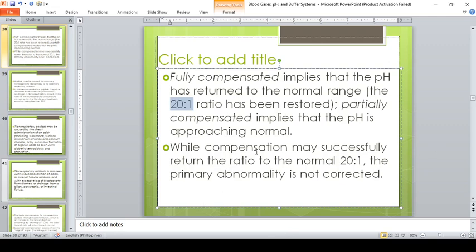While compensation may successfully return the ratio to a normal 20:1, that is bicarbonate to carbonic acid, the primary abnormality is not corrected. Like for example, merong emphysema or chronic obstruction in the lungs. I-maintain ngayon ni kidney. The kidney will regulate the acid-base balance. Even if it has successfully regulated the acid-base balance, it doesn't mean na makokorek na din yung problem sa lungs. Yun yung ibig sabihin ng sentence na to.